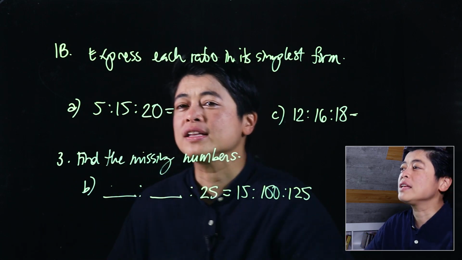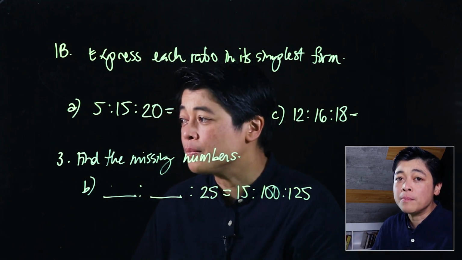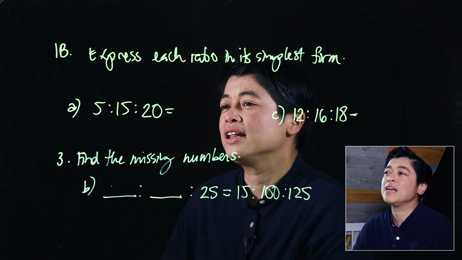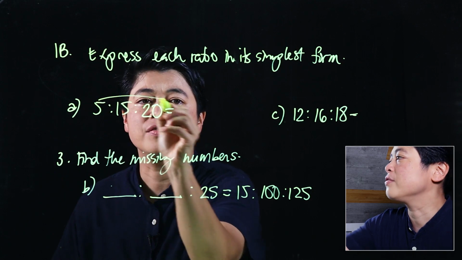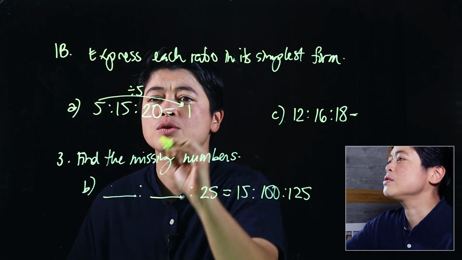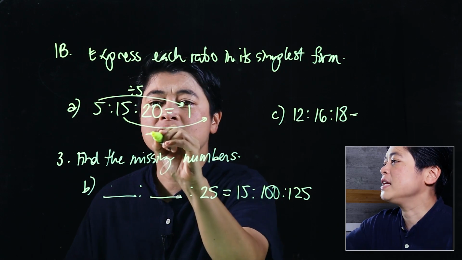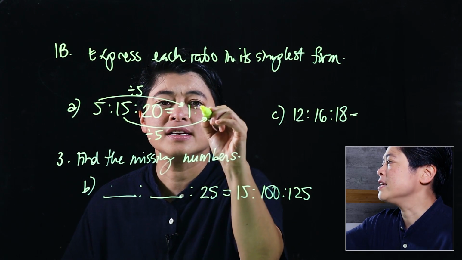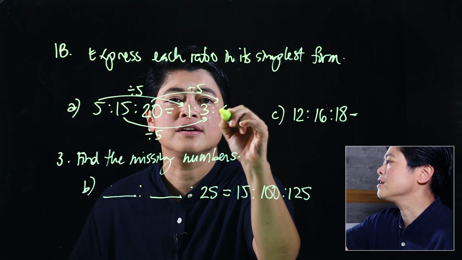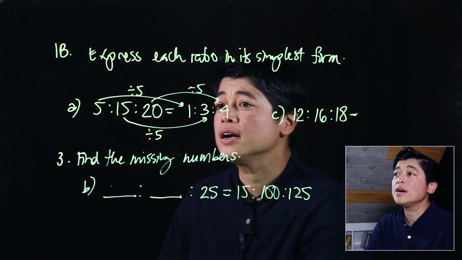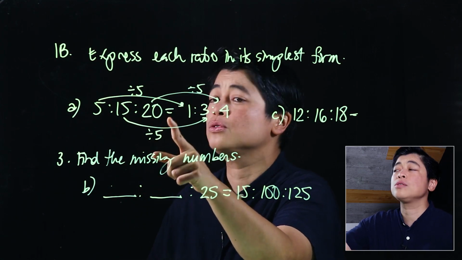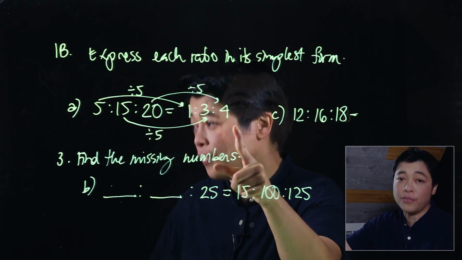So we have three quantities. We have to make sure that a number goes into all three of the quantities. The number that can divide all three would be 5. So if we divide, 5 divided by 5 is 1, 15 divided by 5 is 3, and 20 divided by 5 is 4. Therefore, 5 is to 15 is to 20 is equivalent to 1 is to 3 is to 4.